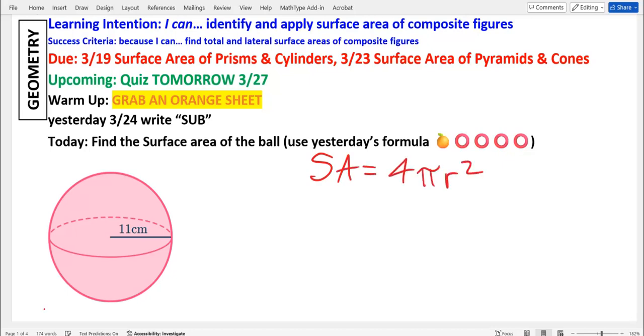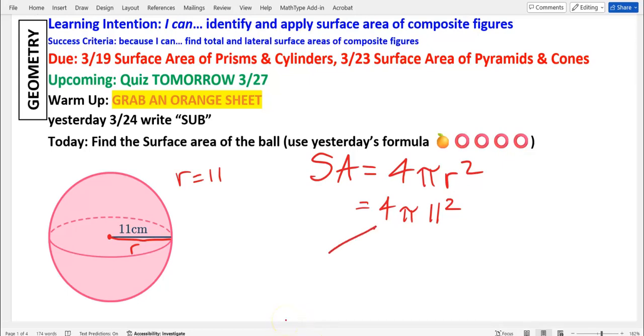What's the radius of this thing? So this is halfway, so this is the radius. r is 11. Remember, sometimes they give you the whole diameter. You have to cut it in half, but this one is good. So for surface area, it's always 4 pi r, which is 11 squared this time.